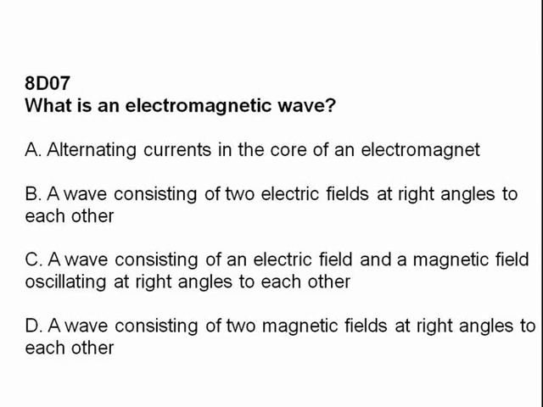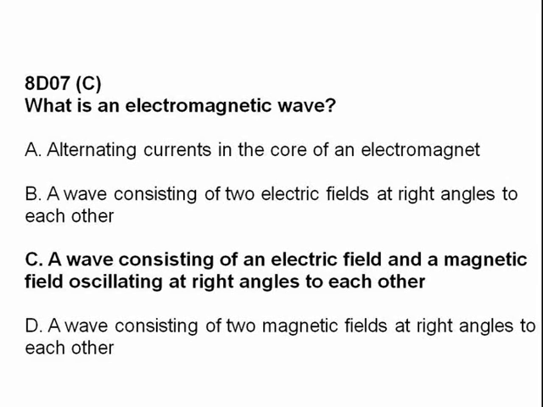What is an electromagnetic wave? A, alternating currents in the core of an electromagnet. B, a wave consisting of two electric fields at right angles to each other. C, a wave consisting of an electric field and a magnetic field oscillating at right angles to each other. Or D, a wave consisting of two magnetic fields at right angles to each other. The answer is C, a wave consisting of an electric field and a magnetic field oscillating at right angles to each other.